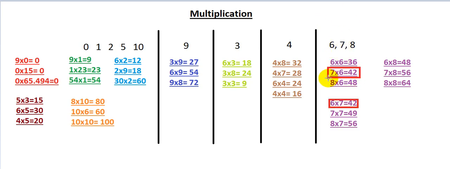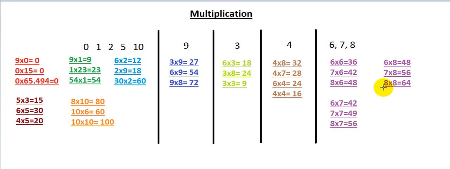And then you have 8 times 6 with 6 times 8, they're the same. And then you have 8 times 7 with 7 times 8, they're the same, they make 56. So you're better off learning these multiplications by heart instead of trying to learn the trick. So these are all the tricks that we have for each number that we're doing multiplication with.